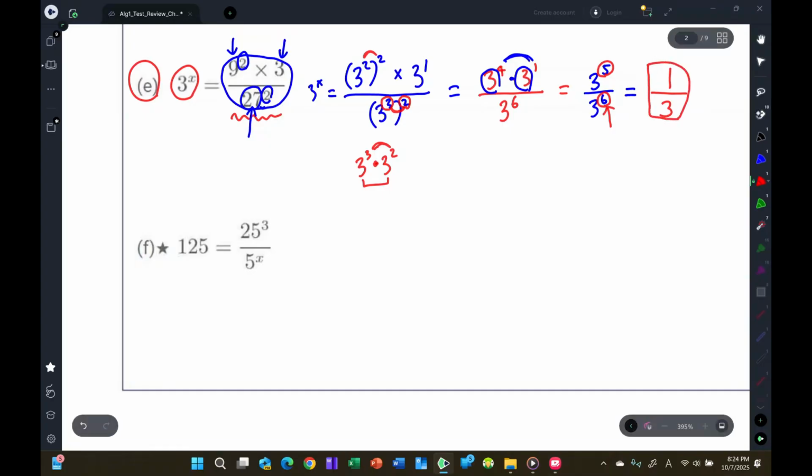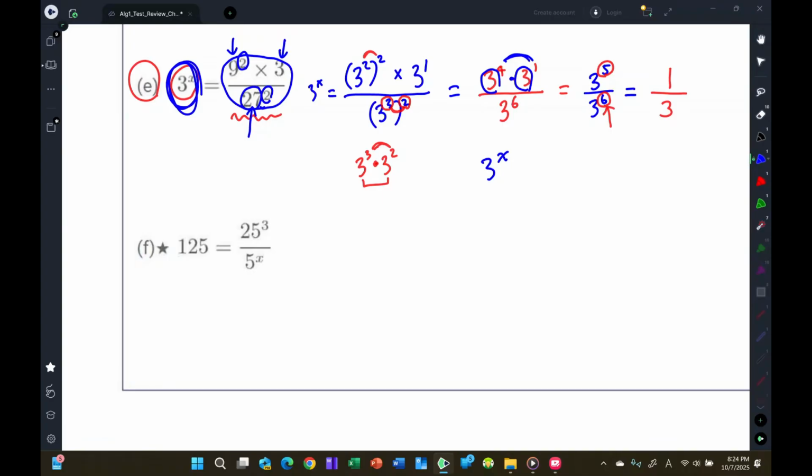No, not yet, not so fast. Because what did they ask you? 3 to the x power equals 1/3. So we're almost there, right? My job was finding not 1/3, but just x, right?